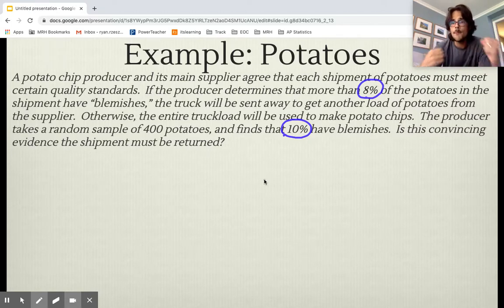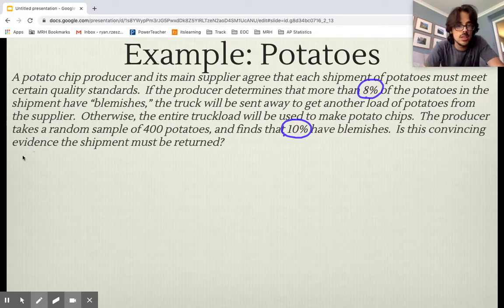So again, think about me and Larry arguing earlier. What's going on now, instead of me and Larry, it's me, the inspector, versus the potato truck driver. I'm saying, hey, we got a 10% right here. That's higher than 8%. This truck is probably bad. The potato truck driver is like, nuh-uh, it's 8% or lower. You just picked an unlucky sample. So this is where we use statistics to figure out which one of us is more likely to be right.